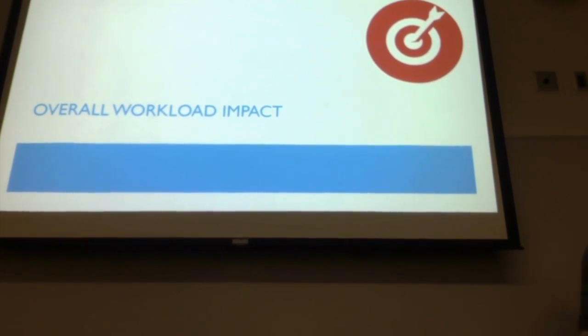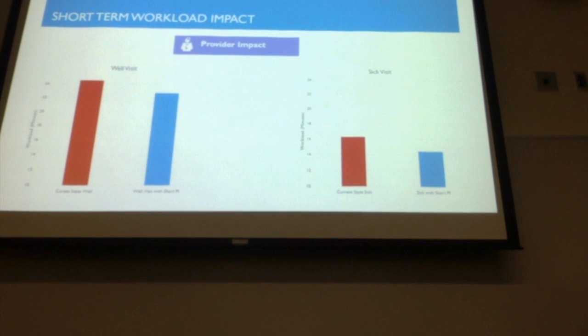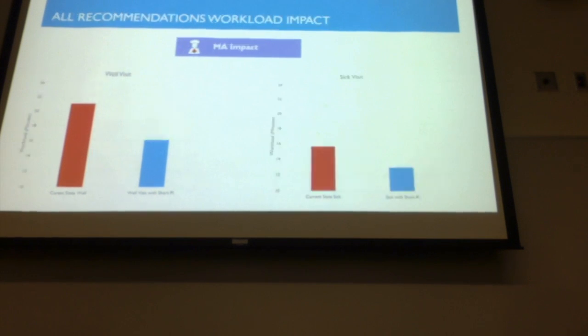All right, so now we're just going to look at the impact of all these recommendations and what actually happens to the process. So if we look at just our short-term recommendations, we'll see these numbers for the MA. For well visits, their total workload time will drop from about 21 minutes to a little bit under 18, while for sick visits, it drops from almost 16 to a little bit over 14. For the providers, we see a little bit bigger change from 24 minutes to a little bit over 22 for well visits, while for sick visits, it's a little over 16 down to 14.